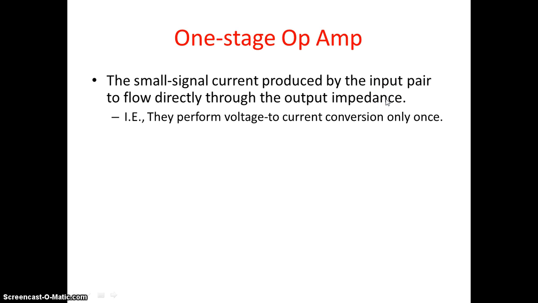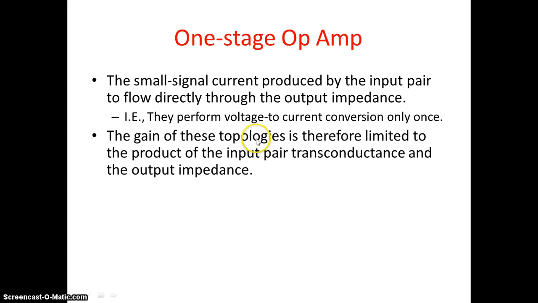That is nothing but the differential input pair: whatever voltage we apply is simply converted into a current, and it simply flows through the output impedance. The gain of this topology is therefore limited to the product of the input pair transconductance and the output impedance. That is nothing but gm times RD, the gain.